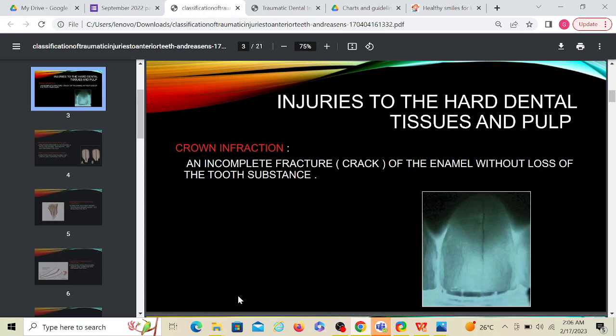Crown infraction. What is crown infraction? Infraction is an incomplete fracture or crack of the enamel without loss of the tooth substance. Gray's lines, you call it. You don't do anything for it, but sometimes they will gather a lot of stains. You can do, if you would like, a thin veneer or a laminate on the tooth, but nothing else apart from this.